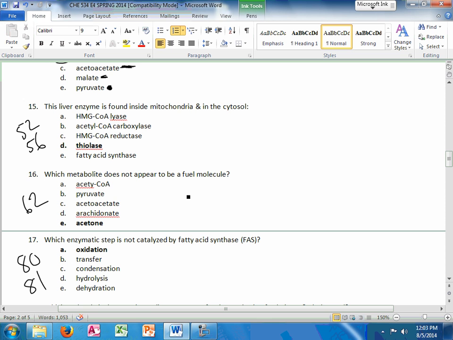This liver enzyme is found inside the mitochondria and the cytosol. Thiolase is the one that you see in synthesizing a ketone and using a ketone as fuel. So that's the answer there. See it on these two slides.